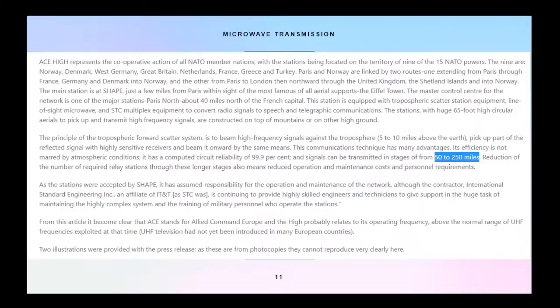Okay, reduction of the number of required delay stations through these longer stages also means reduced operation and maintenance costs and personnel requirements. Okay, so 5,250 miles.